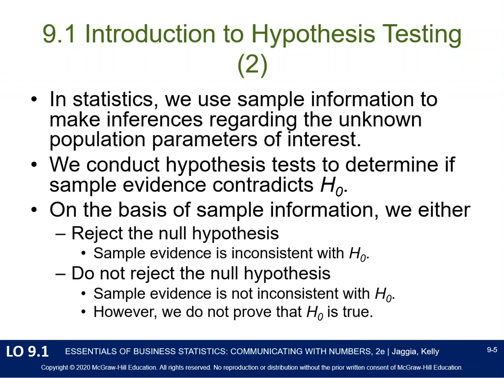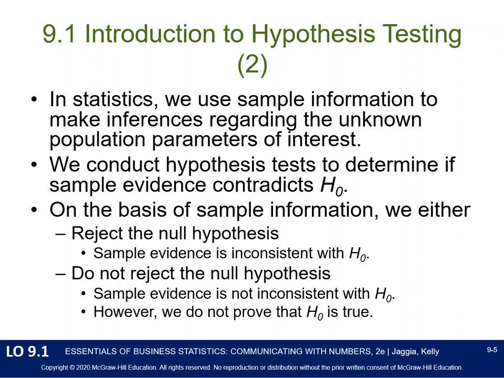So we are going to use sample information to make inferences about the population parameters. And so we're going to use our hypothesis testing to determine if our sample contradicts the null hypothesis. So we only have two options here. We can either reject the null hypothesis or we do not reject the null hypothesis. Notice, however, that we do not accept the null hypothesis, and we don't accept or prove true the alternative hypothesis.